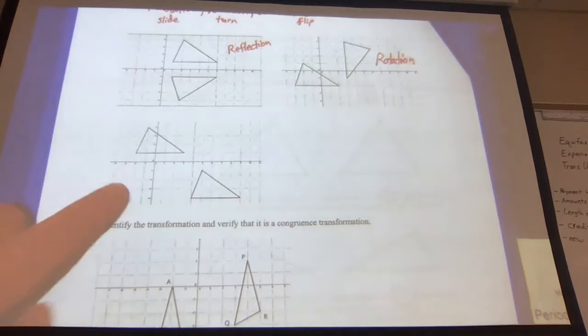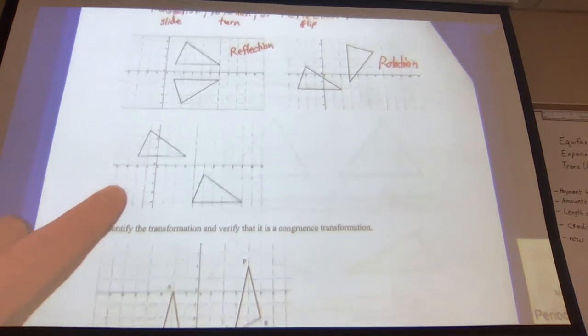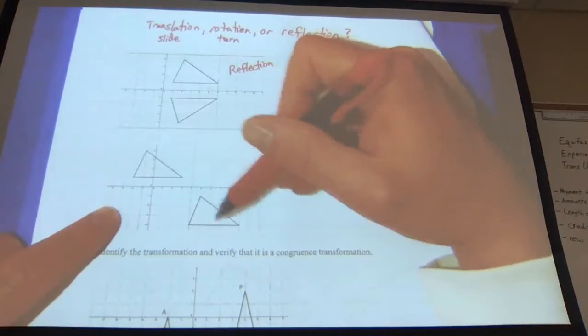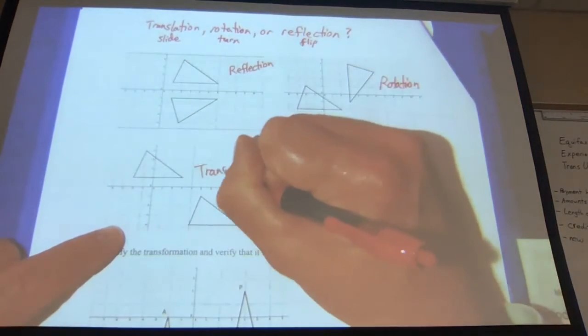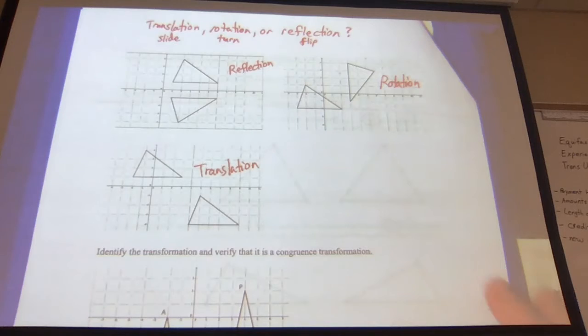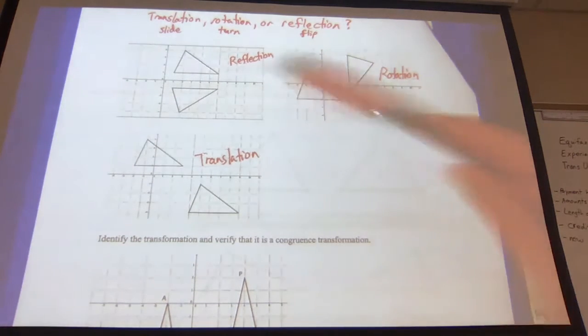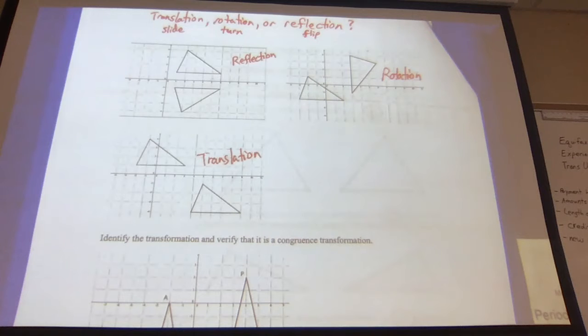How about the third option down here? What did they do? That's translation. They slid it from one spot to the other. When you get to your test on Friday, there's going to be 5 or 6 of those. And really very simple. You just have to tell whether it's reflection, rotation, or a translation. Any questions with that?